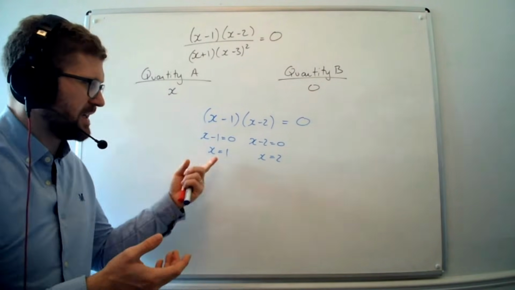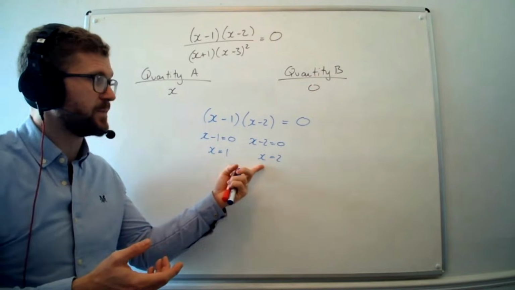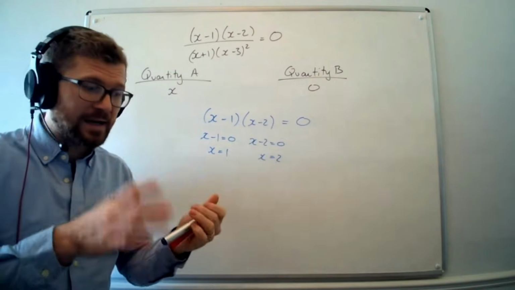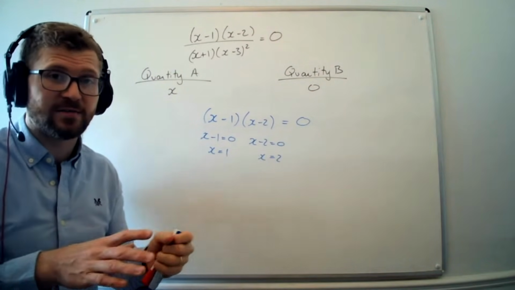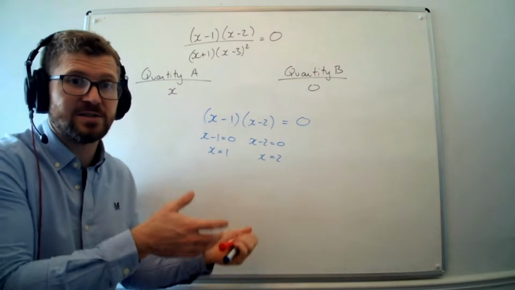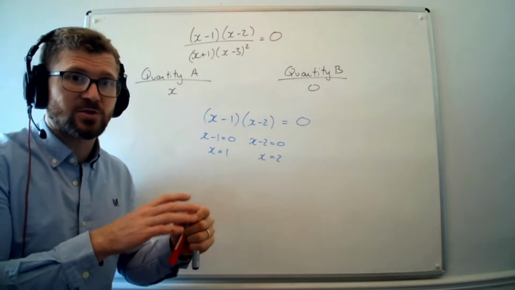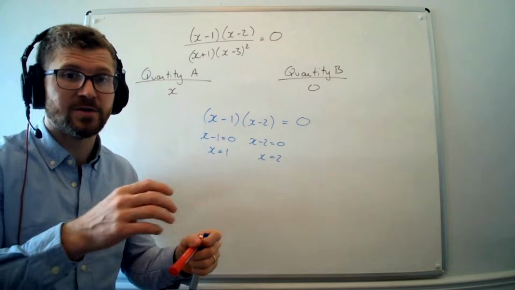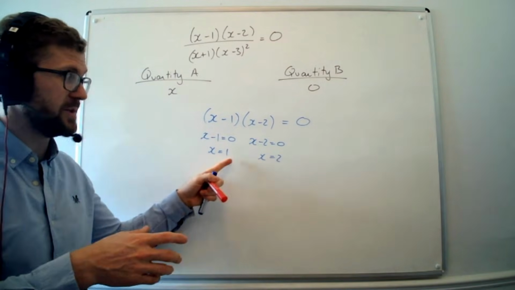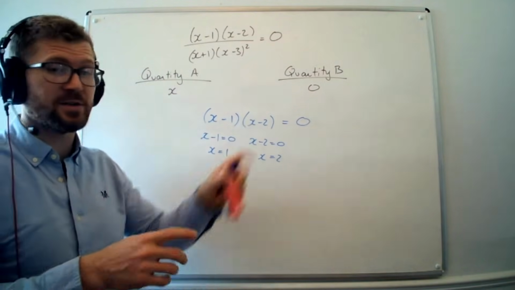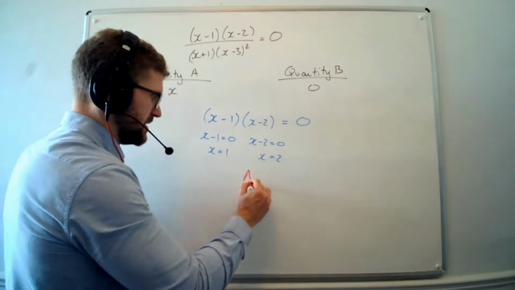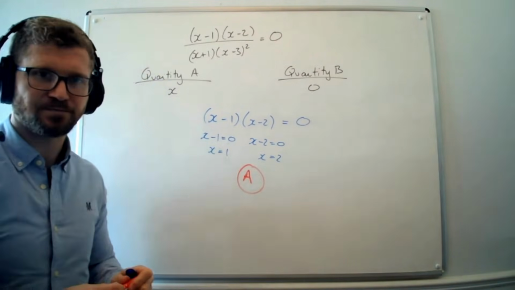But the thing to look at here is both of these solutions are bigger than 0. So while I can't tell from the information we've been given whether x is 1 or x is 2, in both cases, those values that x could be, both of them are bigger than 0. So it doesn't matter which one of 1 or 2 it is. Quantity A is going to be bigger than quantity B. And so the answer to this question is going to be A.